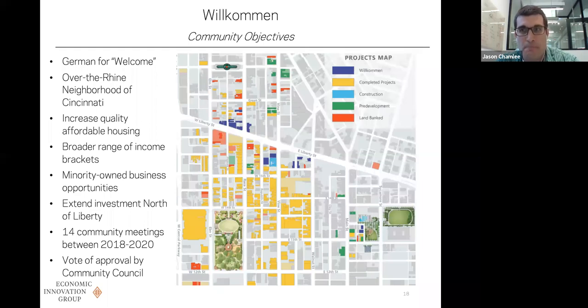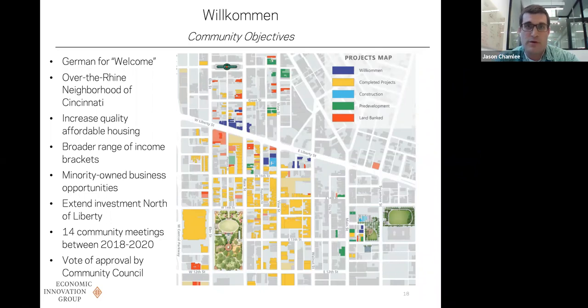So with that, I'll get a little bit into the project known as Welkomen. And Welkomen, if you're not familiar, is German for welcome. And Cincinnati, if you're not familiar, is a very German-based city with deep German roots. And so that's kind of where that name came from. But it's come to represent a lot of things, as you'll see. So Welkomen is in a lot of ways just the overarching name for this very broad, far-reaching project.